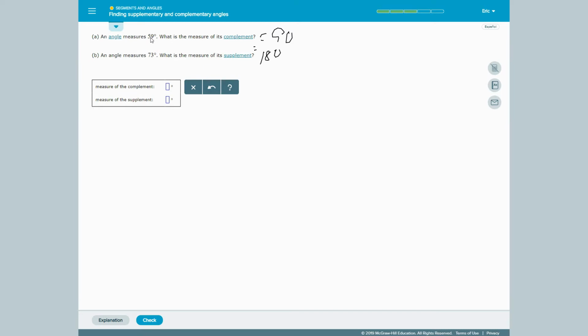So if one angle is 59, what's the angle of its complement? You would just do 90 minus 59 and you would get the 31 that it is. Same thing with the supplement. 180 minus 73 and you would get your 107 that would be. So we have 31, 107. If I'm wrong, I'm wrong. It is what it is because math is hard.